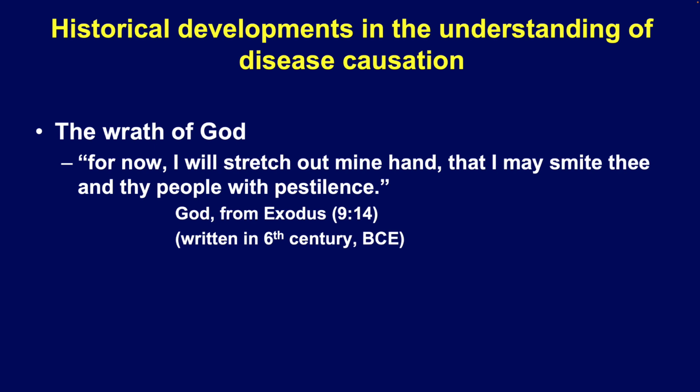Let's take a look at what we've learned about the causes of diseases and epidemics over the centuries, or at least how these causes were understood at different time points in history. One common theme, perhaps not surprisingly, is that disease and death were brought about by supernatural causes, such as the wrath of God. I've included a quote from the book of Exodus in the Bible here that says, "For now I will stretch out mine hand that I might smite thee and thy people with pestilence." In other words, an overwhelming epidemic of disease. This quote makes clear the belief in supernatural causes of diseases and epidemics.